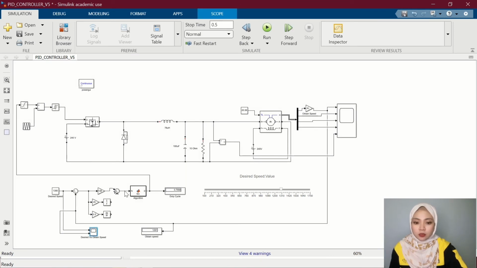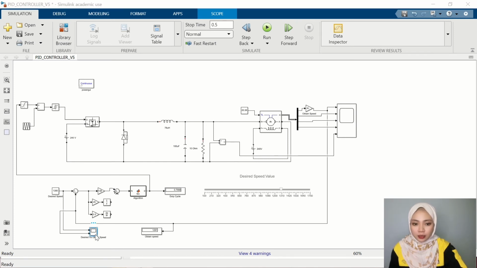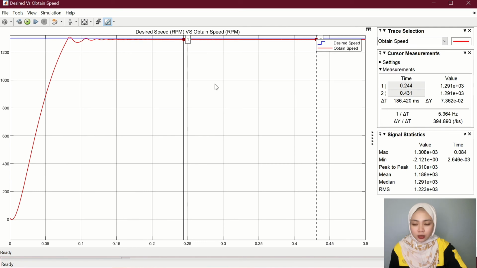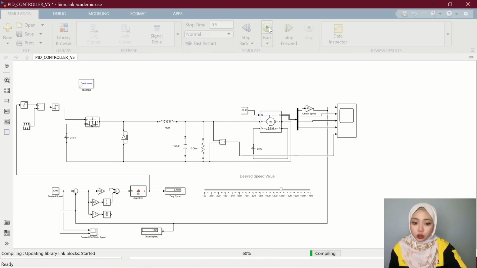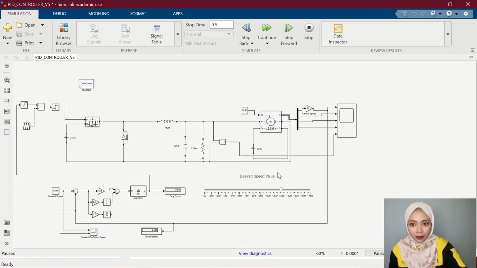Okay, so the result obtained, the obtained speed is 1291, which is almost 1300 RPM. So the overshoot starts rising up. For the next part, I would like to apply the I integral gain. So this is a PI controller, because only the P and I are applied in this circuit.